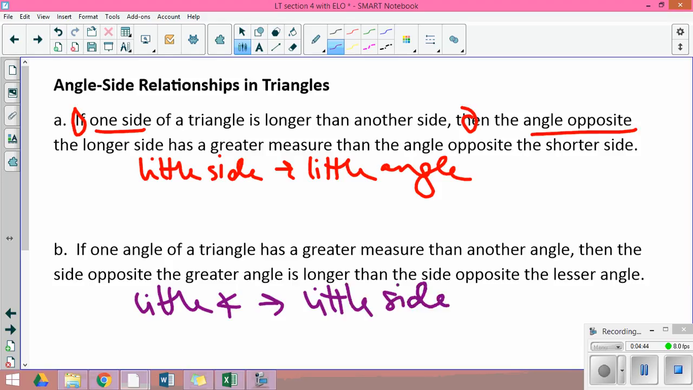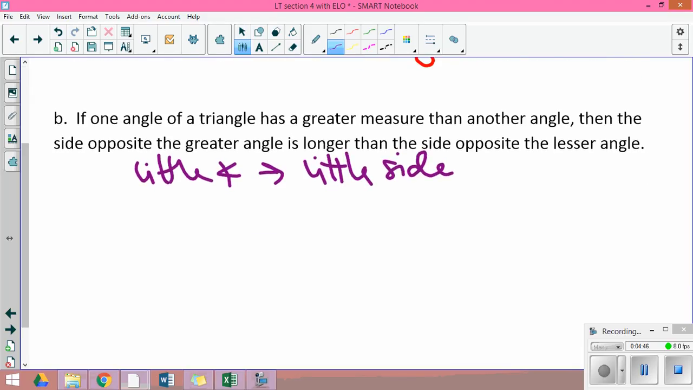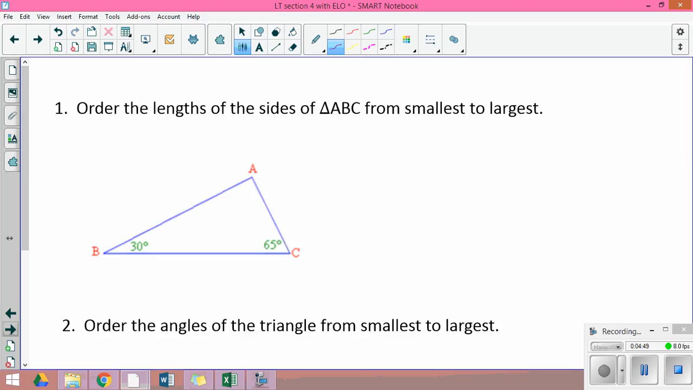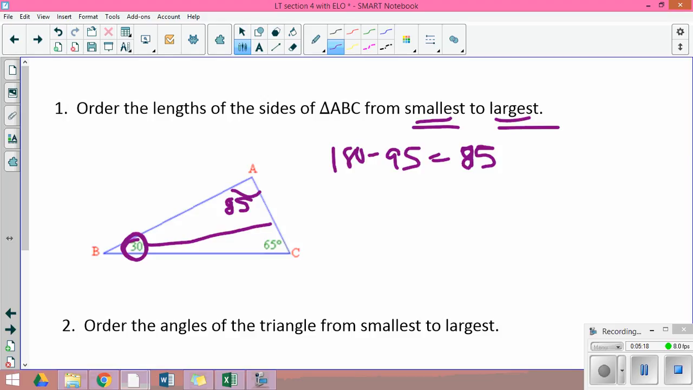And so we can go through and order our sides and angles. If we are going to order the sides of ABC from smallest to greatest, we're missing one angle here. So 180 minus 95, which is the sum of the other two. Triangle sum, all three angles are 180. And so we end up with 85 degrees. And so, smallest angle, smallest side.